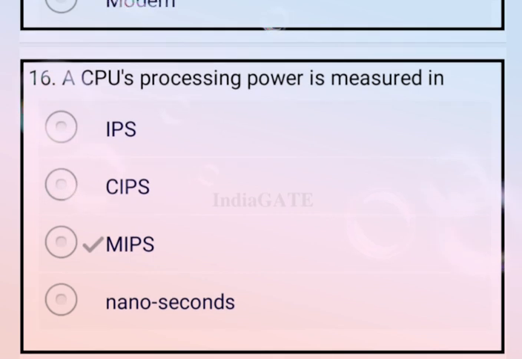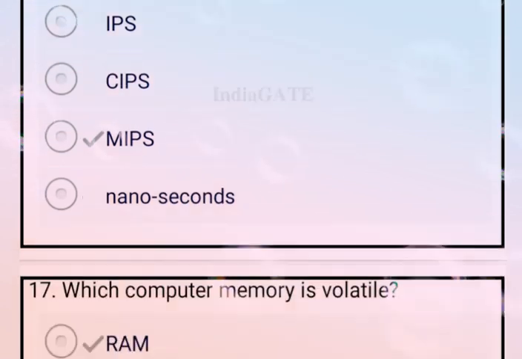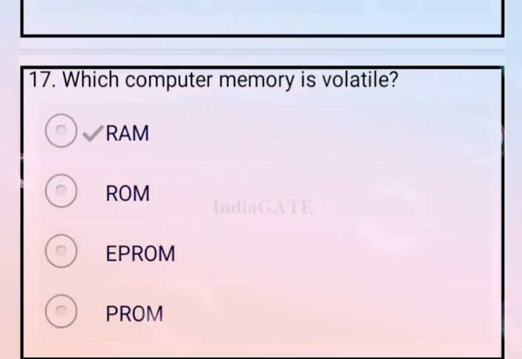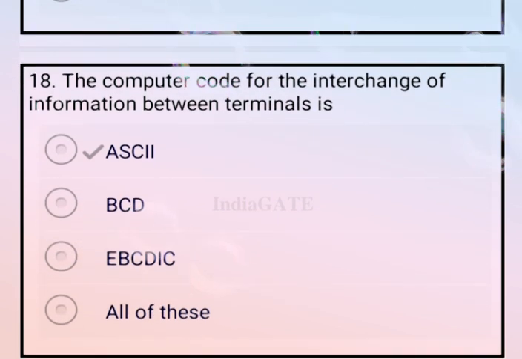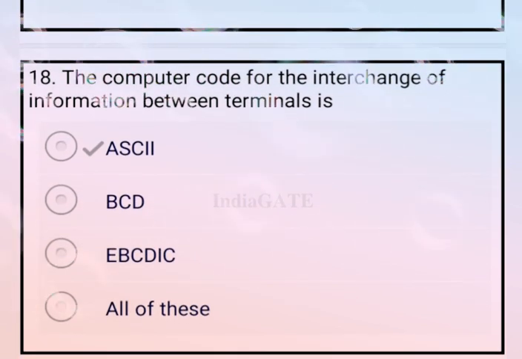Next question. A CPU processor's power is measured in. So the correct answer is option C, that is MIPS. Next question. Which computer memory is volatile? So the correct answer is option A, RAM. Next question. The computer code for interchanging of information between terminals is. So the correct answer is option A, that is ASCII, American Standard Code for Information Interchange.